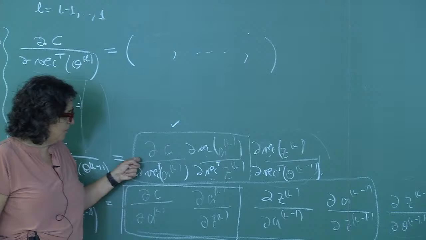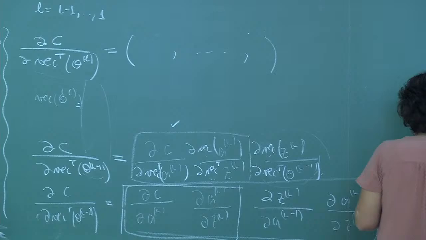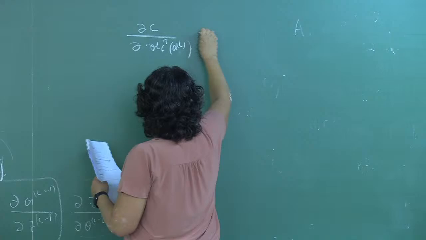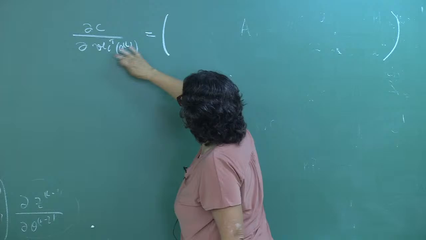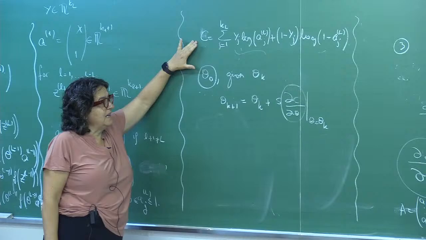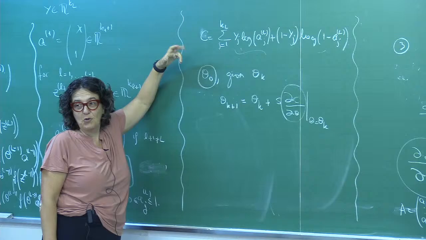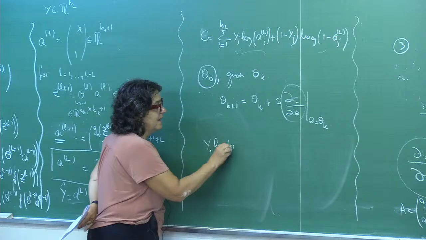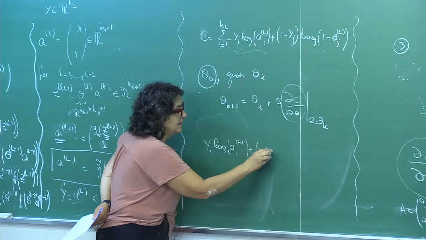We always need the first derivative, which is the derivative of C with respect to vec transpose of A_L. This is, as we know, a vector, because C is a number and this is a vector with respect to the first coordinate, the second coordinate, the L coordinate, okay? What is the derivative of C with respect to the first coordinate? Once we do the first, we do any. The only term that depends on the first coordinate is y1: the log of a1 plus 1 minus y1, the first coordinate, log of 1 minus a1.